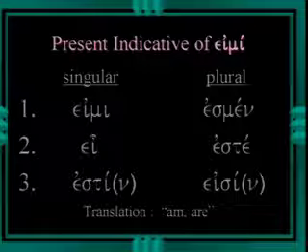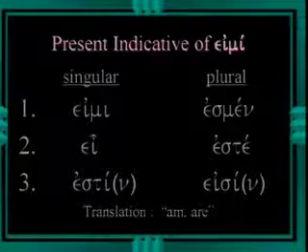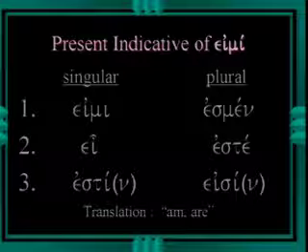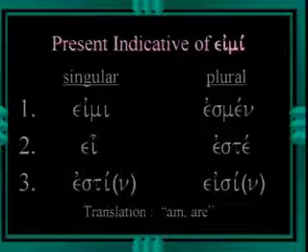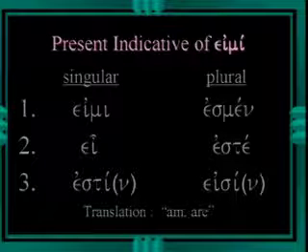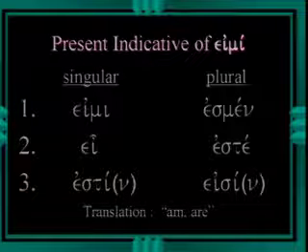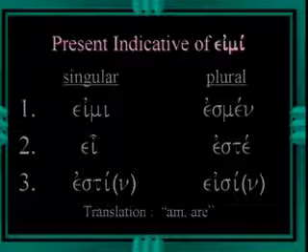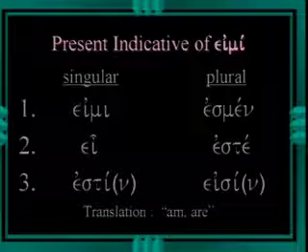Put these to memory because when you see them in exercises or even in the Greek text, you'll need to be able to recognize them by memory and translate them accordingly. Eimi, I am. Ei, you are. Esti, he, she, or it is. Esmen, we are. Este, y'all are. And then eisi, they are.